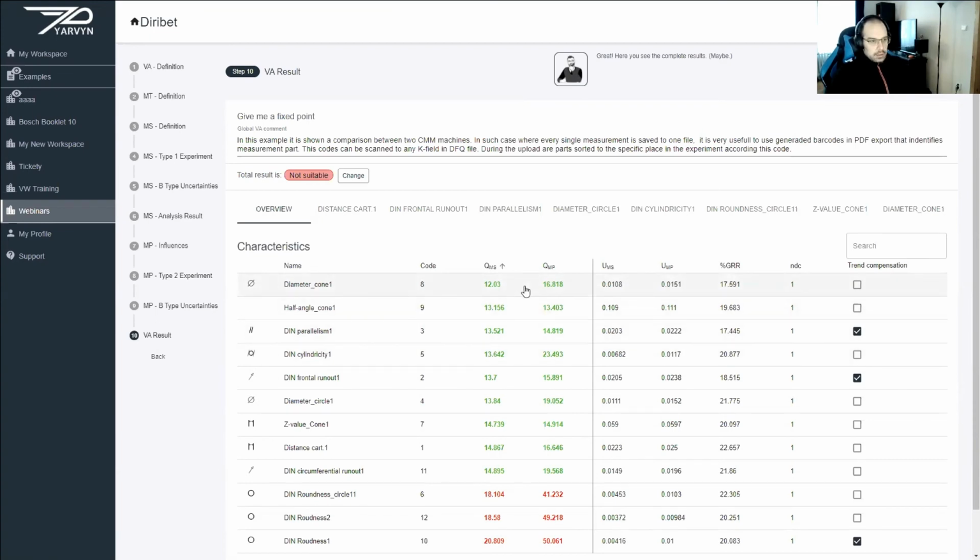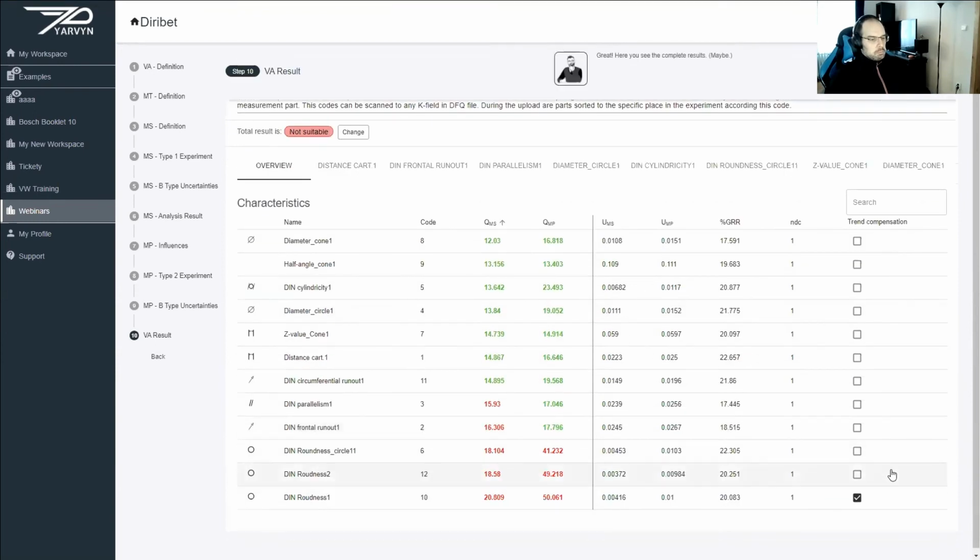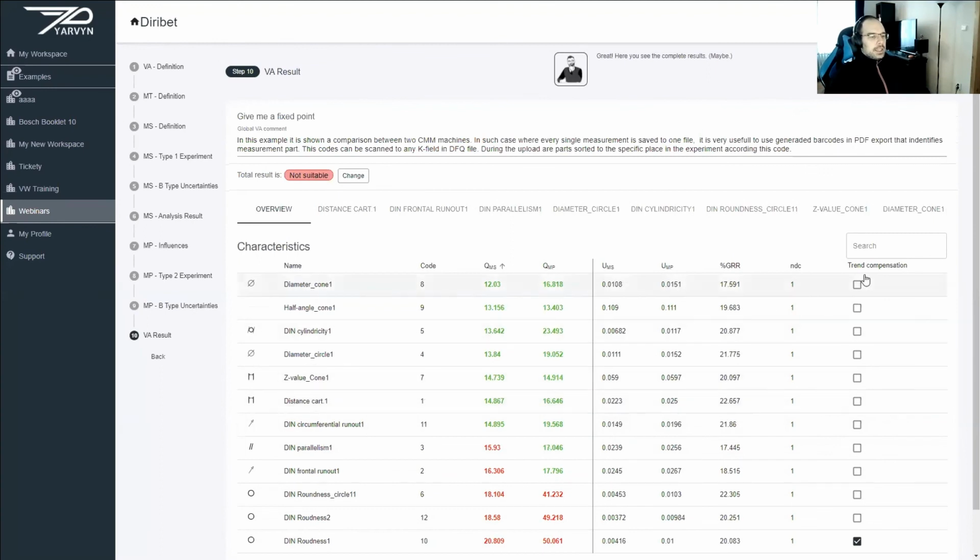Sometimes it can happen that the total result will be yellow, conditionally capable or conditionally suitable, and that will be the case when you have some result that is suitable only if you do the trend compensation. That's something that's suspicious. So that's the reason why we give you this information with this conditionally suitable result. But this is only the automatic evaluation.